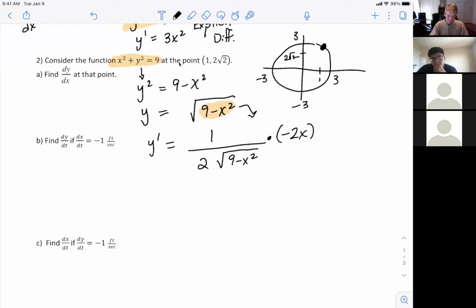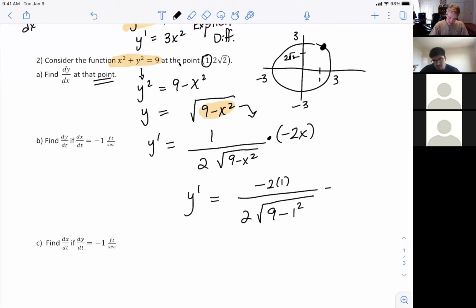So then I said find the derivative at that point. So that means that I need to plug in x equals 1. So y prime equals, so on the top there would be negative 2x, so that would be negative 2 times 1. And the bottom would have 2 times the square root, 9 minus 1 squared.